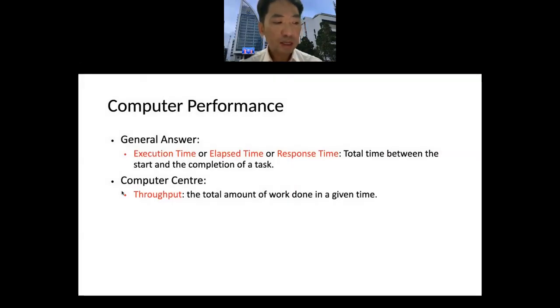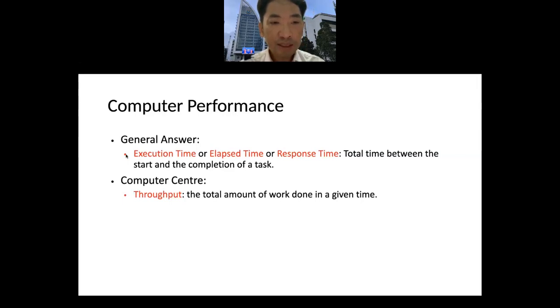In general, the time that the computer spends on the program that we want it to execute is the good measure that we want. If the machine can use a shorter time, it means that it has better performance. If it uses a longer time to process the job, it means it has less performance. That is the general answer for a question like that.